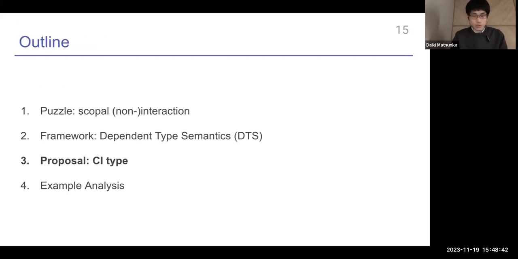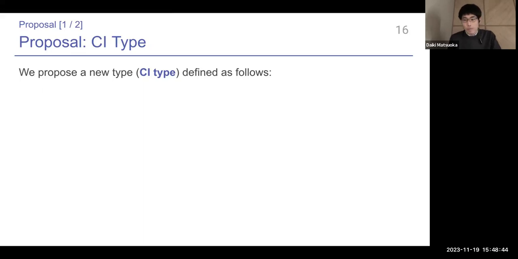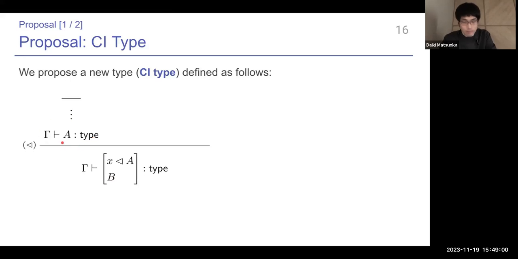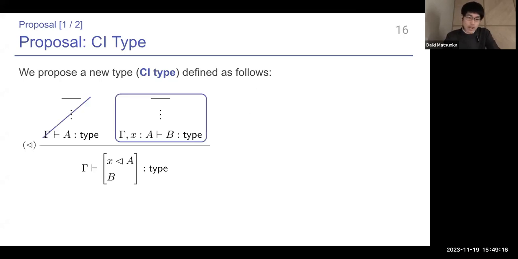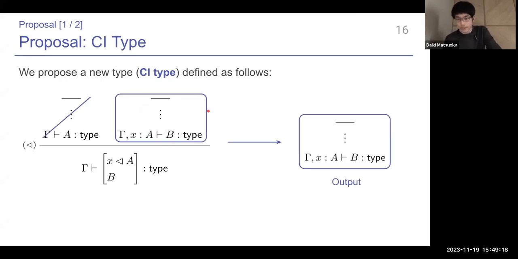Right, so let's move on to our proposal. We propose extending DTS with a new type, which we call a CI type, defined as follows. So here's the inference rule. We use this triangle notation for this type. And this has two premises. First of all, A should be well-formed. And under this context, where gamma is extended with A, B is well-formed. And after these two premises are derived, we can discard the first one and take only the second and output it.